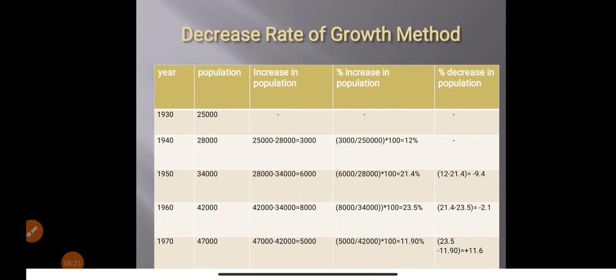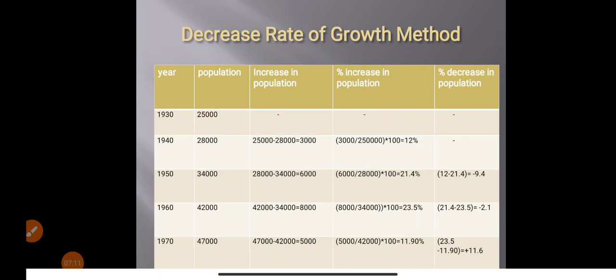And for the second, that is 6,000, whatever the increase in population we got from the third column, we have to replace it. That is 6,000 divided by 28,000 multiplied with 100 gives the percentage of 21.4%. And next, 8,000 by 34,000 gives the value of 23.5%. And the last, that is 5,000 divided by 42,000 multiplied with 100, which gives the value of 11.90%. That is the percentage increase in population.